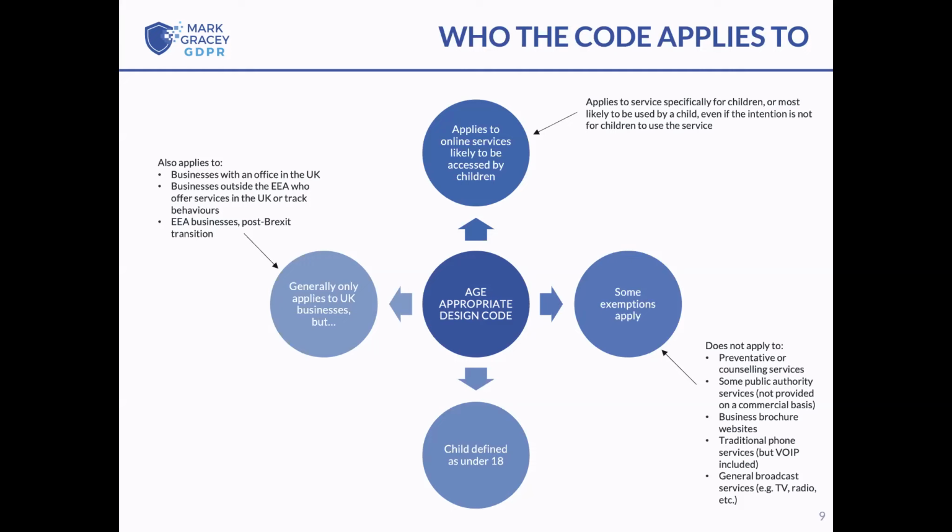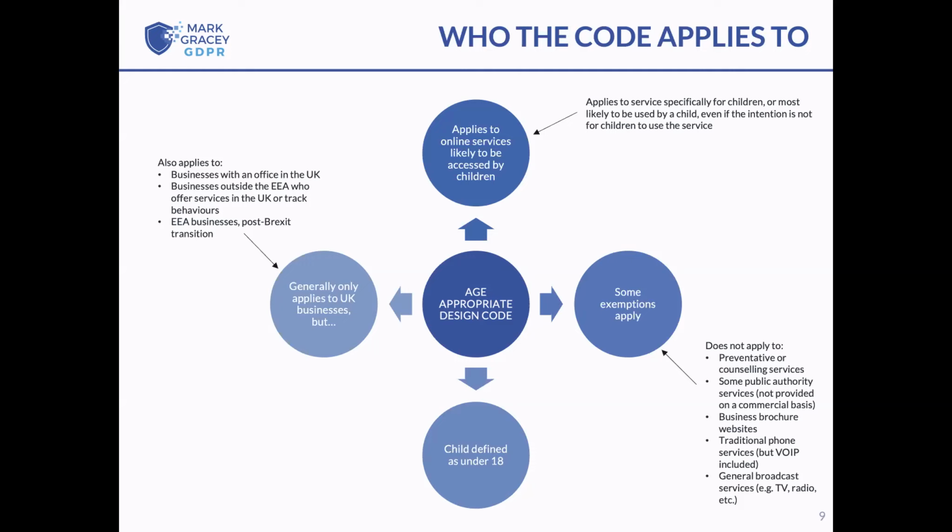But if you offer VoIP or other internet related communication services that children are likely to use, then you are covered. It also doesn't cover traditional, or as they call it, general broadcast services. So scheduled television and radio, for example, is not covered, but streaming services or video on demand type services are covered by the code.